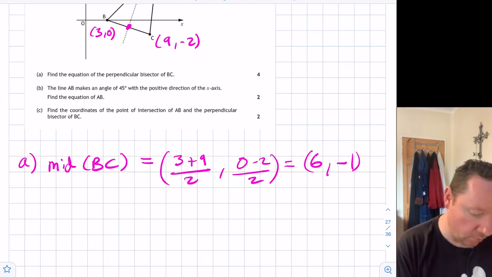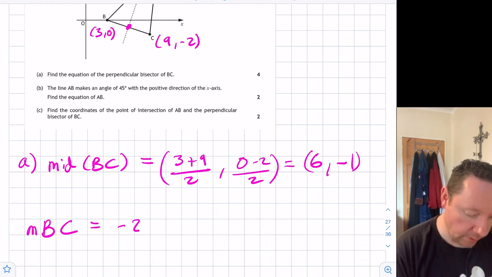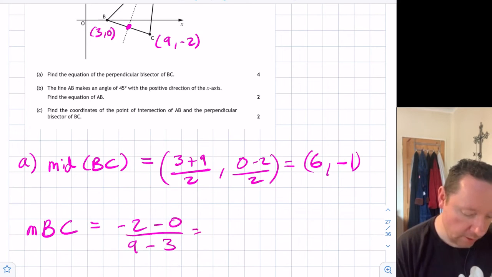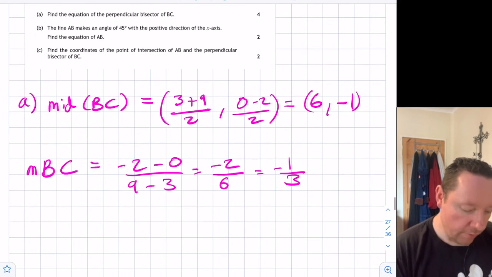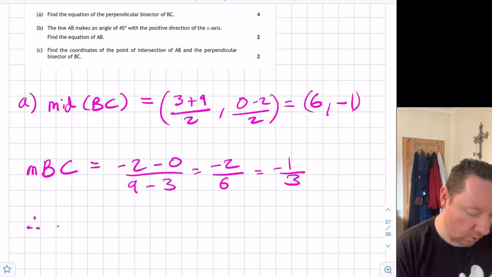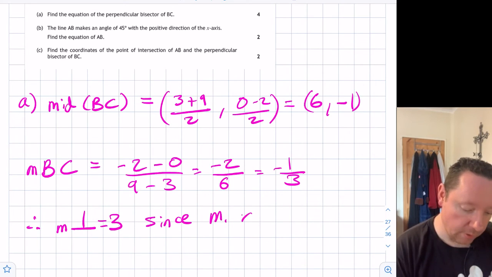So the gradient of BC is equal to minus 2 take away 0 on the top and 9 take away 3 on the bottom. That's minus 2 over 6, which is minus a third. Therefore, the gradient of our perpendicular is going to be 3, since they are perpendicular, so m1 times m2 equals minus 1. We always need to write that little statement.